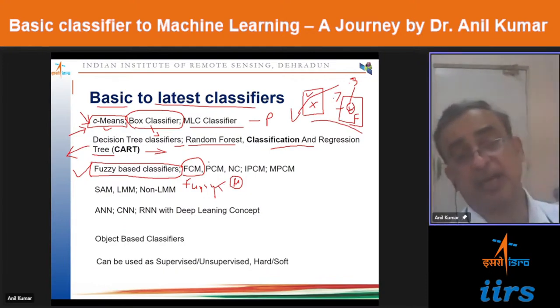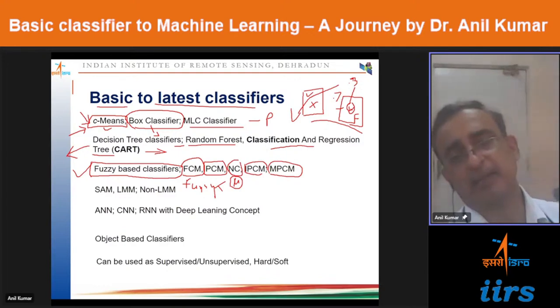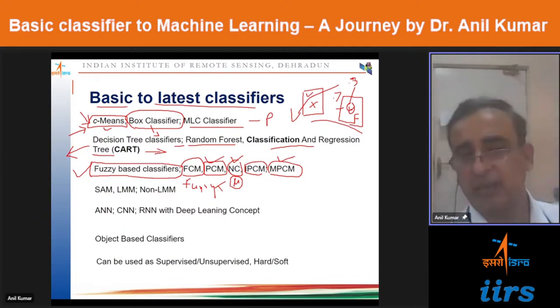Their modified versions are PCM, possibilistic C-means, noise clustering NC, IPCM, improved possibilistic C-means classifier, and then MPCM, modified possibilistic C-means classifier. Out of these four or five classifiers, a few can give you a single class: one is PCM, second is NC, third is MPCM. If you give the signature data of, say, one class, you will get a one-class output only.